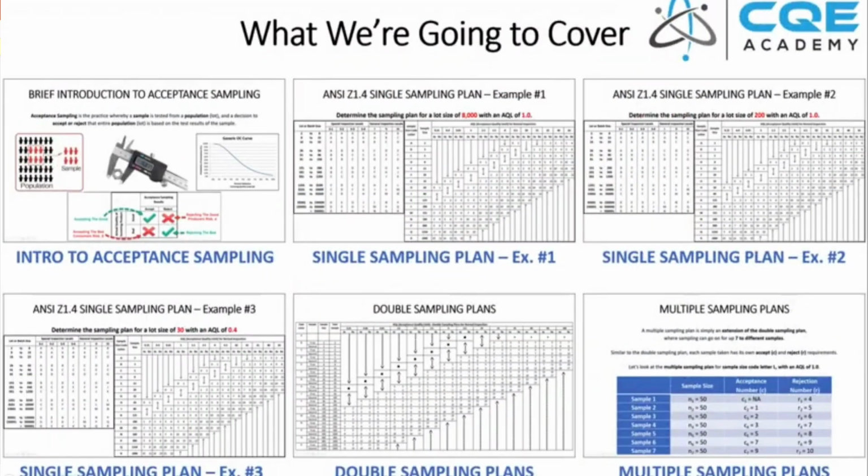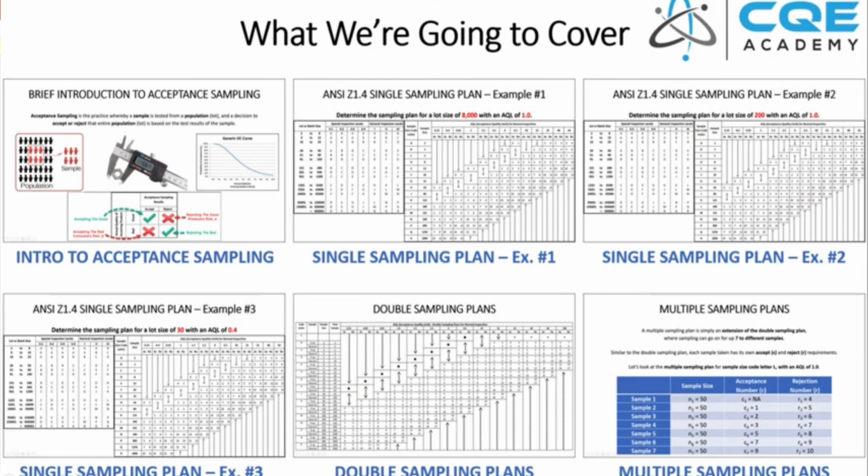Alright, let's quickly review the agenda for today's lecture. I'm going to start with a brief intro to acceptance sampling: the history, the background, the approach. Then we're going to go through a few different examples. The most popular standard for acceptance sampling is ANSI Z1.4, the standard for attribute data acceptance sampling. We're going to go through three different examples so that I can walk you through some of the nuances of the standard. And then I'm going to talk about double and multiple sampling plans.